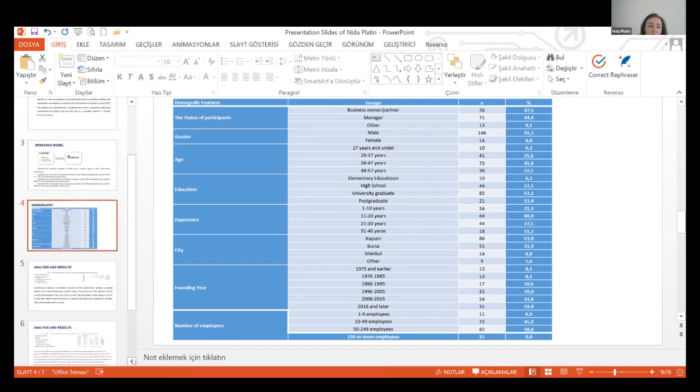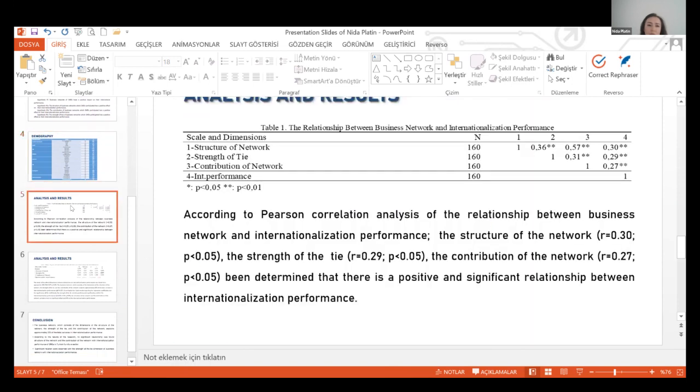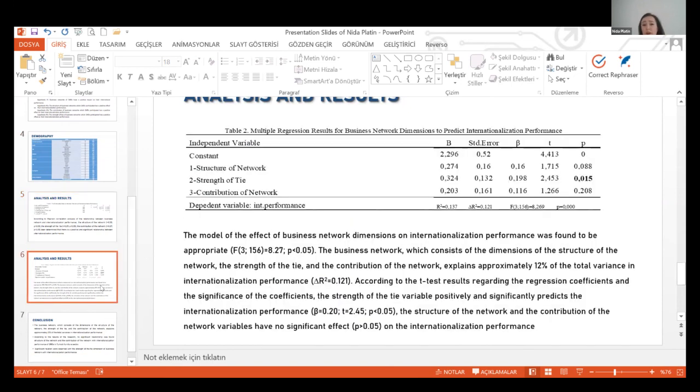To show the results, according to our Pearson correlation analysis, there is a positive significant relationship between all the dimensions of business network and internationalization performance. But when it comes to the multiple regression analysis, we can see that only strength of tie significantly and positively predicts the internationalization performance.